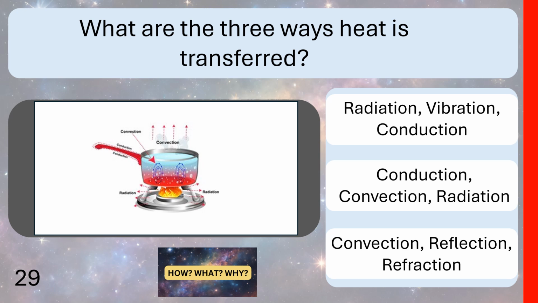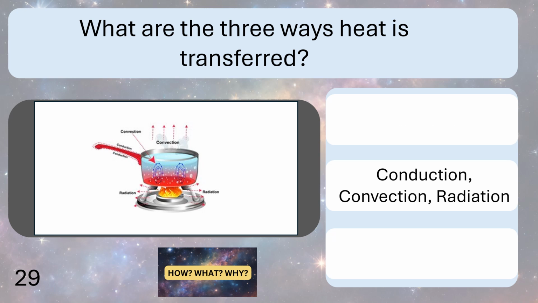Okay, question 29. What are the 3 ways heat is transferred? Are they radiation, vibration, conduction, or conduction, convection, radiation, or convection, reflection, radiation? Of course, the 3 ways that heat is transferred is conduction, convection, and radiation.